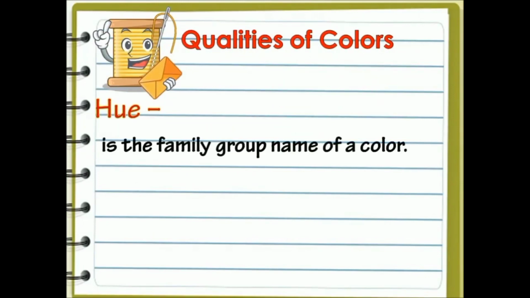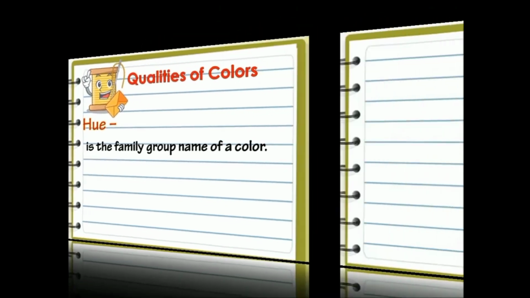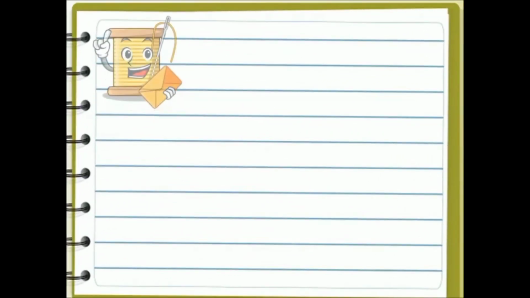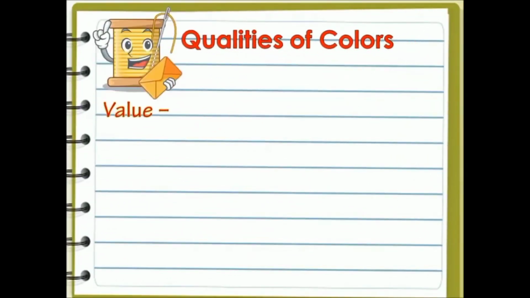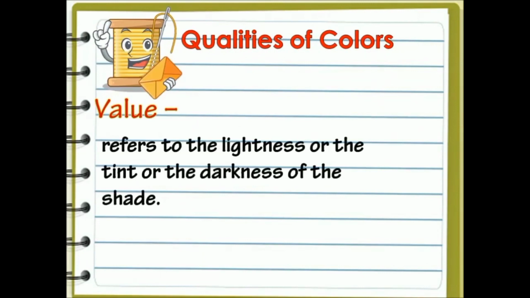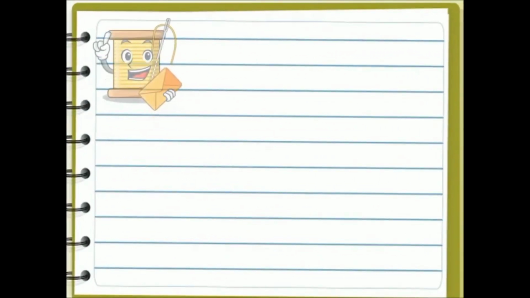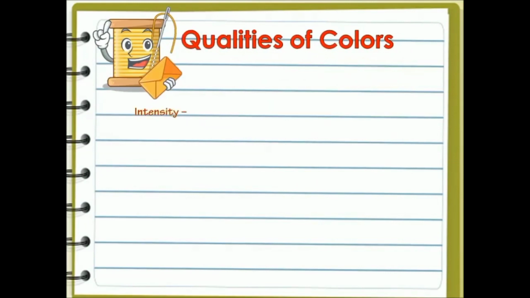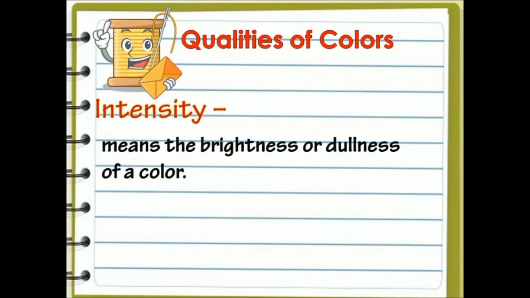Now let's have the qualities of colors. First is hue. It is the family group name of a color. Next to hue is value. It refers to the lightness or tint, or the darkness of the shade. Next to value is intensity. When we say intensity, it means the brightness or dullness of a color. So that ends lesson 5.